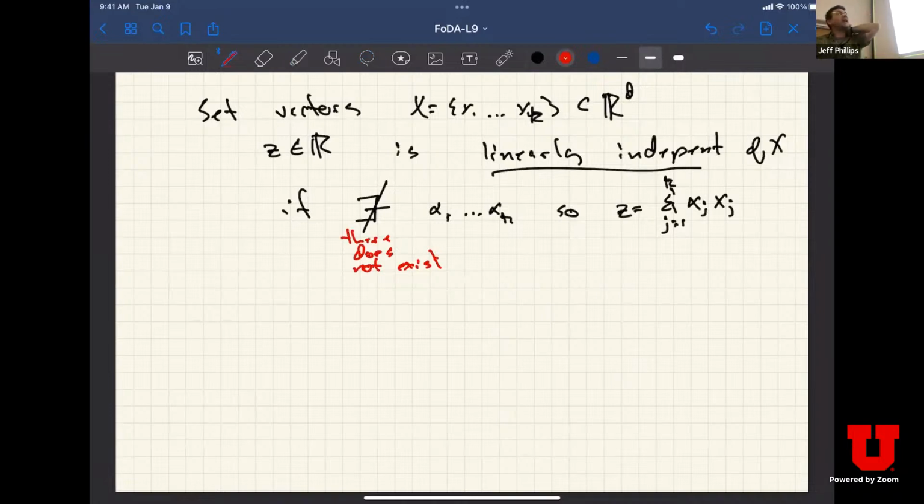Otherwise, we say that z is linearly dependent.